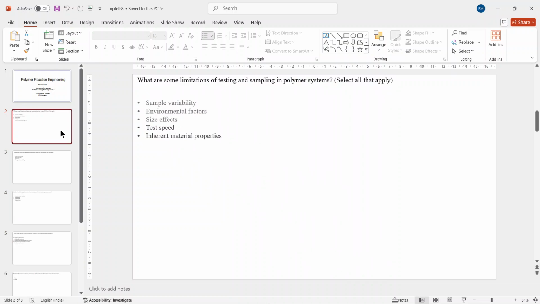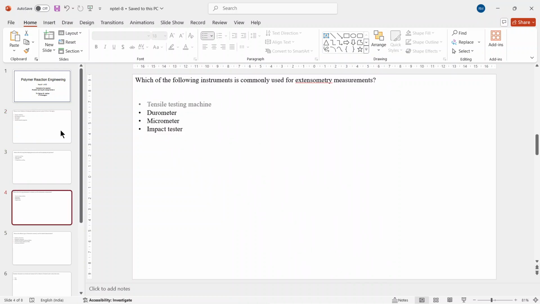The first and second questions have been completed, and then we have the third one, which is used for tensometry measurements. We have the tensile testing machine because we are applying the tension. The extensometer is there for the tensile test only, because elongation we have to measure. Yes, that is the thing.